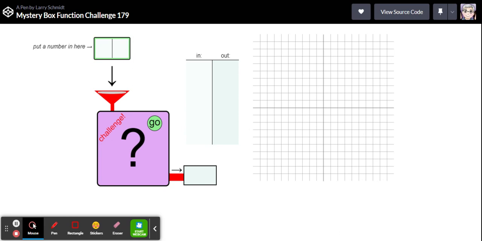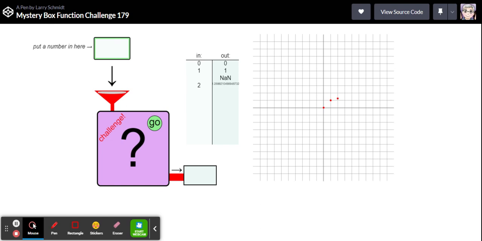All right, let's start with a 0. Okay, 0 gives us 0. How about a 1? It looks like I made a mistake there, but that's all right. We'll ignore that last one. How about a 2?